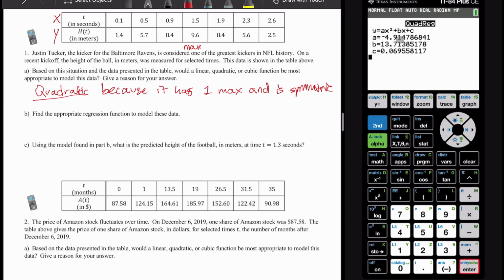So I'm going to click enter, and then there you go, it gives you the equation, and that's what we want to write down.